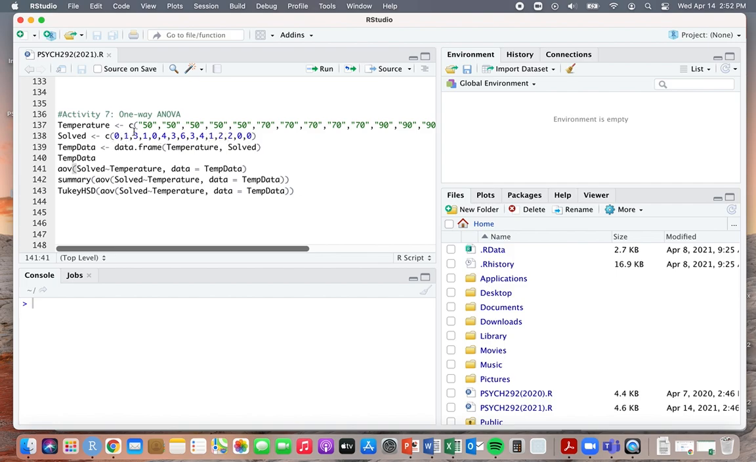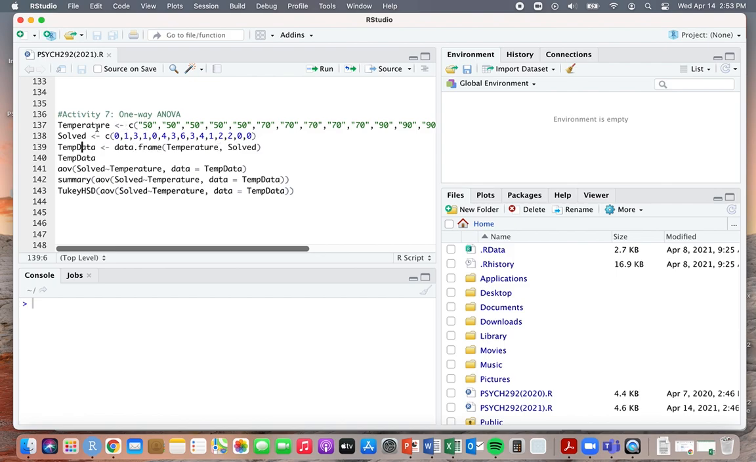It's important to note that these values are lining up. The first individual was in the 50 degree condition and solved 0 problems. The second individual was in the 50 degree condition and solved 1 problem, and so on. Next I'm going to create a data frame called temp data, short for temperature data. I'm going to name the data sheet after my independent variable, and use the data frame function to create it. I'm going to take the temperature vector and the solved vector and put them together into the data frame.